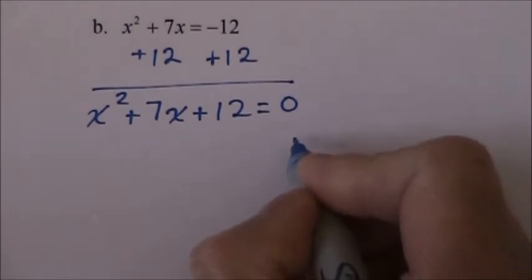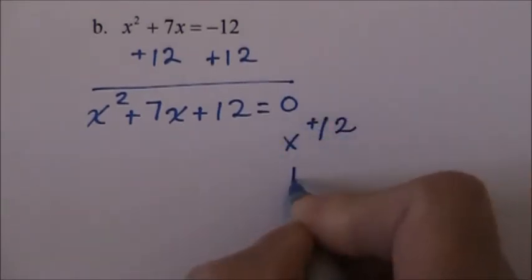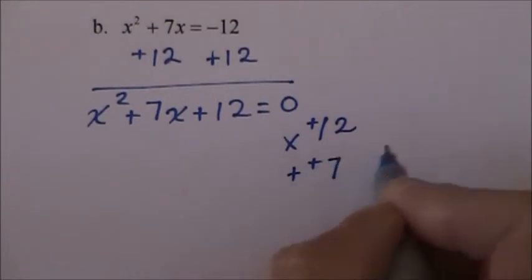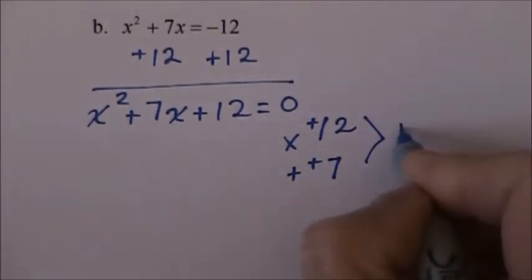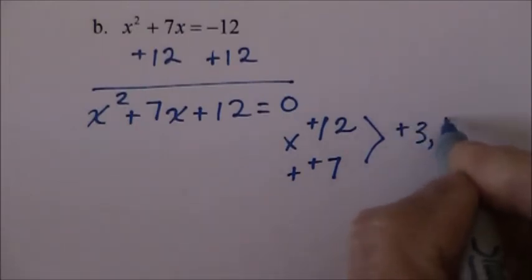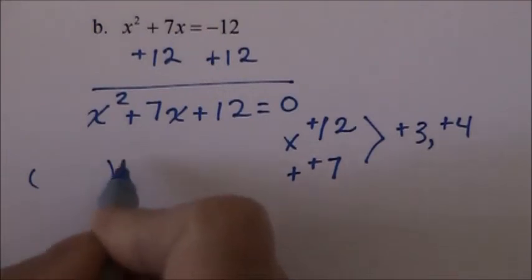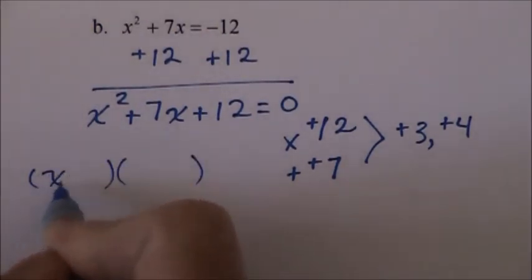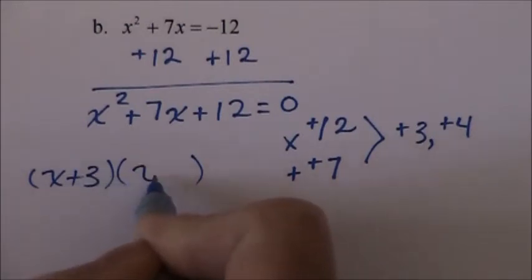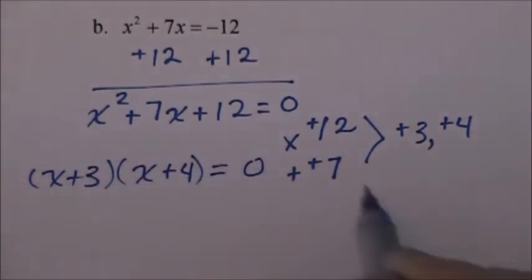So we're looking for two numbers that will multiply to give me positive 12 and add to give me positive 7. Those two numbers are positive 3 and positive 4. So we're going to write our two sets of brackets. We will have x plus 3 in one bracket, x plus 4 in the other, writing this equal to 0.